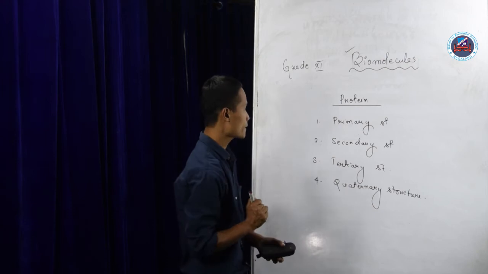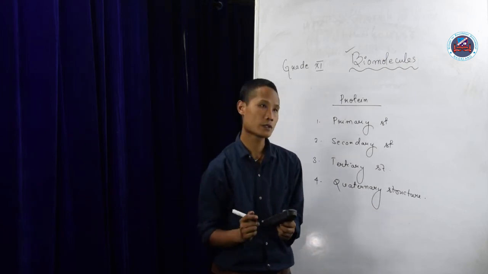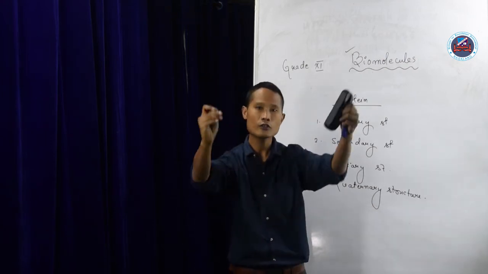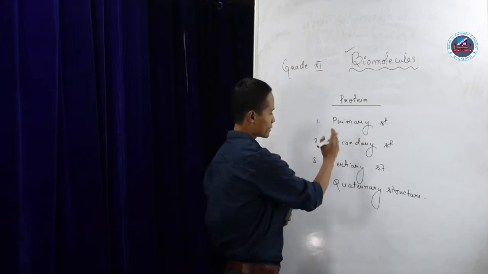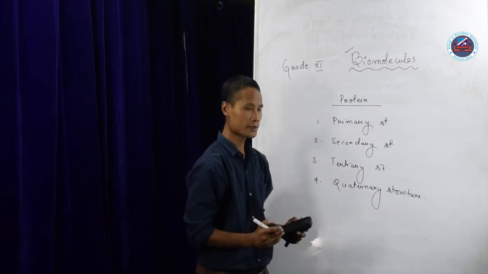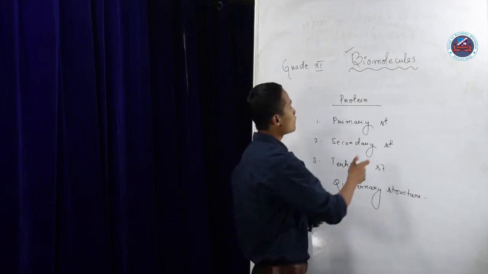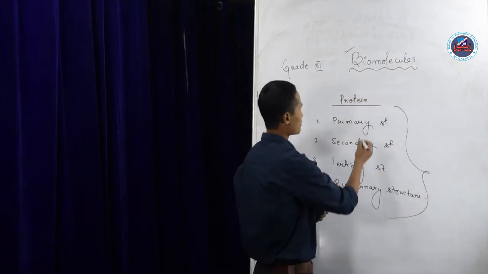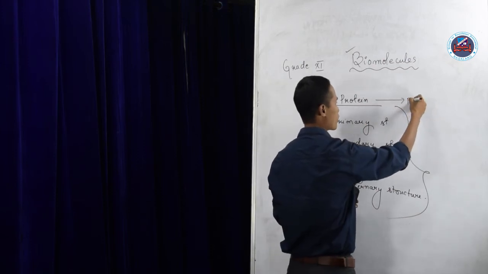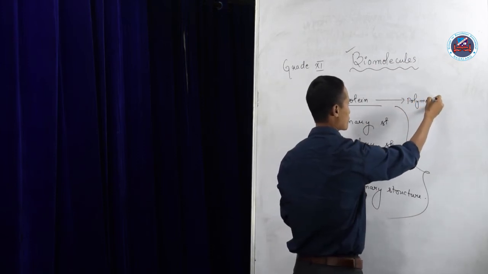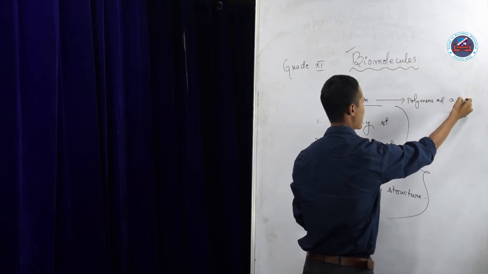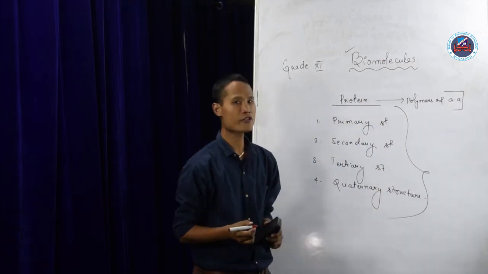Okay, so there are different kinds of proteins. The protein structure is of different types. We have primary, secondary, tertiary, and quaternary. Okay, the detailed explanation will be discussed in the next video. For example, when I say protein, I have already said that it is a polymer of amino acids.